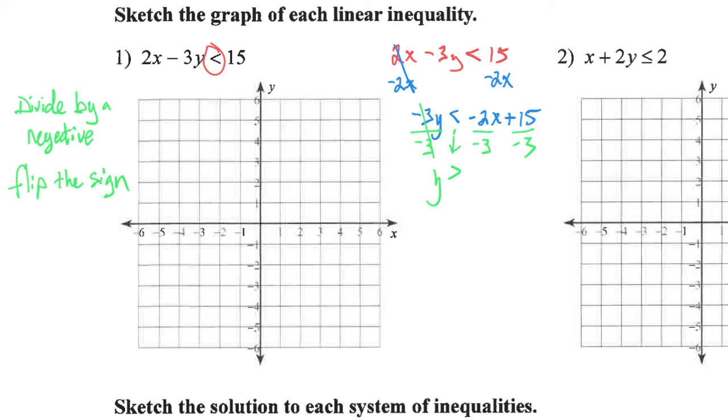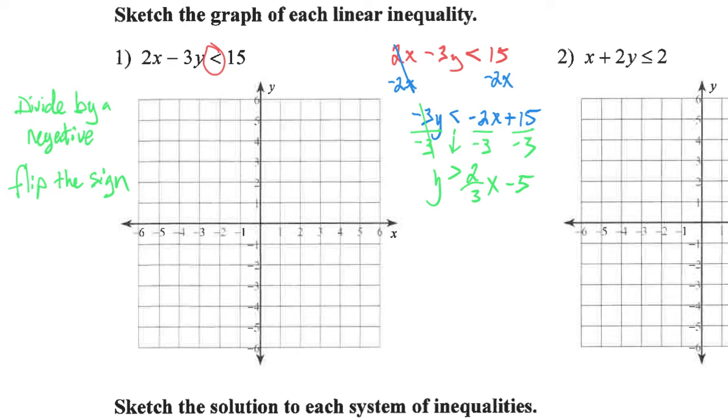So the negative 3 is canceled, the y is by itself. The negative 2 divided by negative 3 is going to make a double negative, so it's going to be a positive 2/3 x. And then positive 15 divided by negative 3 is negative 5. So there's my solved inequality for y. And now I can go ahead and graph that.